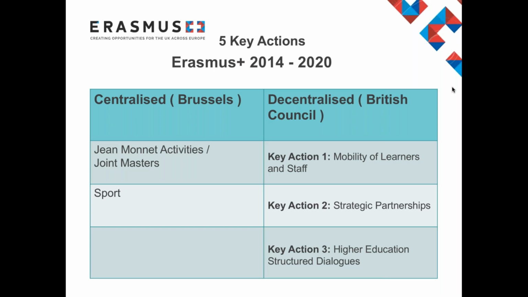In the UK, the decentralised activities, Key Actions 1, 2 and 3 are run by the British Council and Ecorys. Together they form the UK National Agency. At the British Council, our team manages Key Action 1 in both schools and the higher education sectors. For Key Action 2, we manage schools, youth and higher education. So for higher education, the British Council manages Key Action 1, Mobility of Learners and Staff, and Key Action 2, Strategic Partnerships.